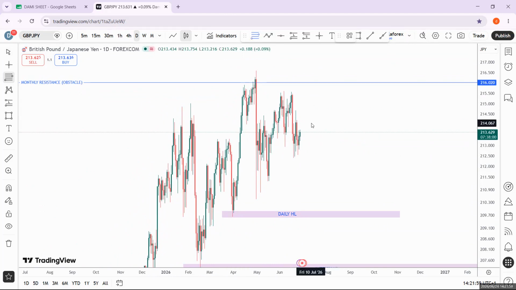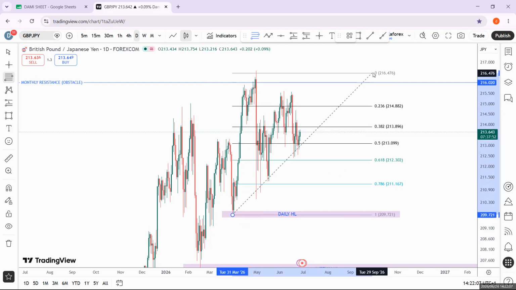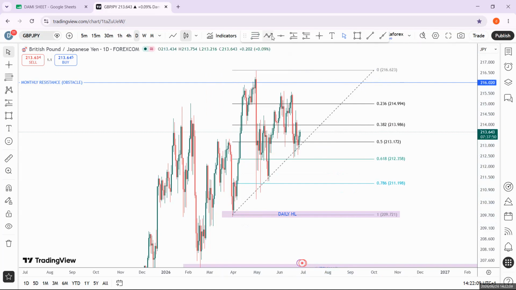Okay, so now this is where the Fibonacci begins its influence again. Bringing the Fibonacci from this daily higher low here and stretching it to the high, we can see that price rejected the daily 78.6 Fibonacci level. You can see all these levels here. They are the daily 78.6 Fibonacci level.